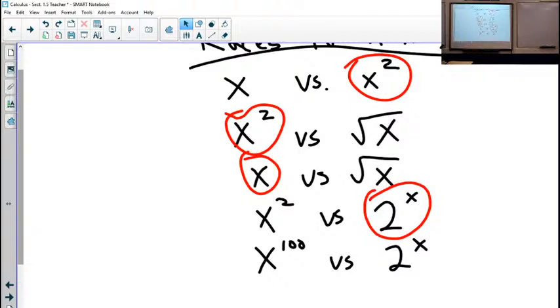At first, x to the 100th comes up pretty strong. Because let's say I plug in 100. Then I have 2 to the 100th versus 100 to the 100th. And that's pretty strong. But let's say I plug in 1,000,000. Then I take 1,000,000 to the 100th, which is pretty big. But then I have 2 to the millionth, which, if you think about how quick 2 to the 30th got to 1,000,000, think about how big 2 to the millionth is going to be. Your calculator's not going to tell you.